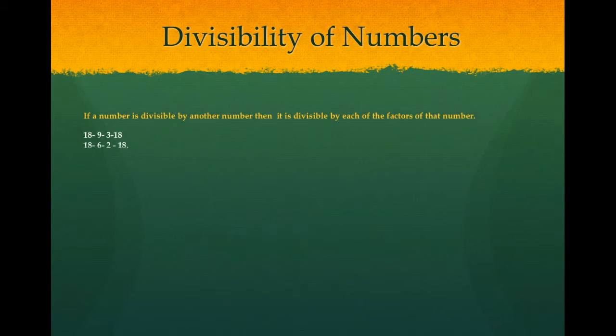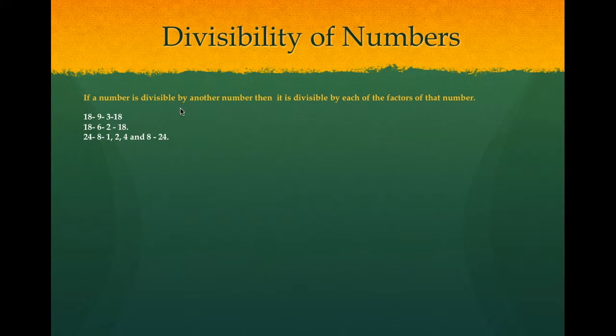So the first rule says that if a number is divisible by another number, then it is divisible by each of the factors of that number. For example, 18 is divisible by 9. So 18 will be divisible by all the factors of 9 as well. So for example, the factor of 9, 3. 3 can also divide 18. So 18 is divisible by the factors of 9 as well.